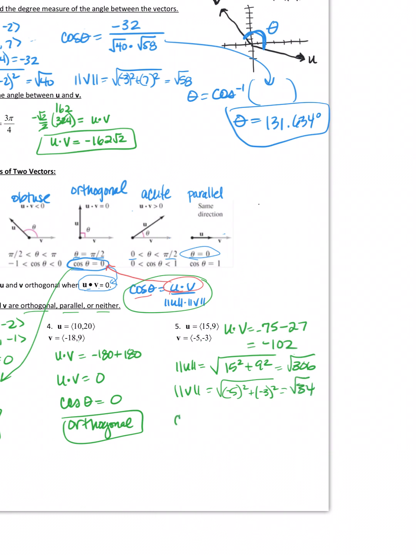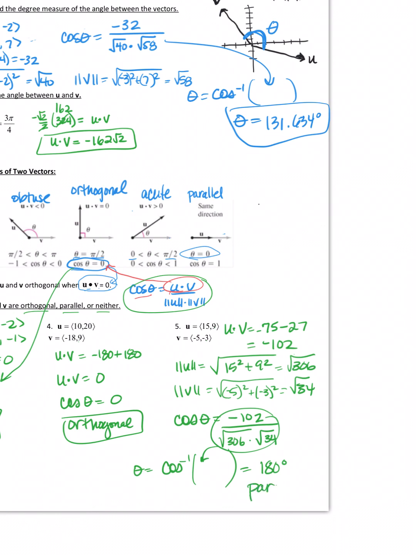Okay, so I need to set this up. So cosine of theta is going to be -102 over the product of the square root of 306 times the square root of 34. So I'm going to need to put that in inverse cosine. So theta will be inverse cosine of all of this in my calculator. When I do that, it comes out to be 180 degrees. In that case, I know that they are parallel. The angles are parallel. All right?